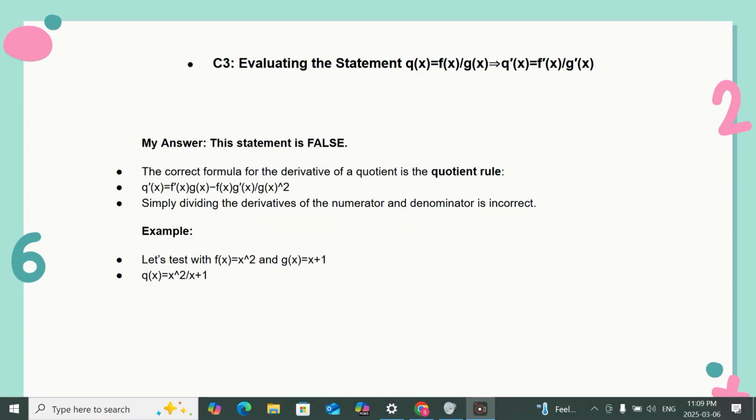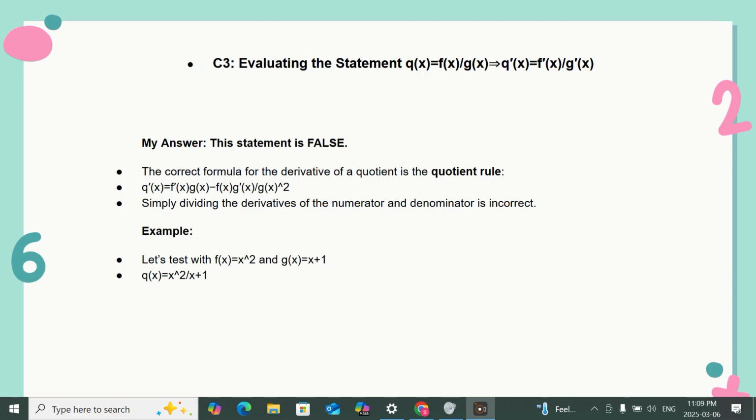Finally, let's evaluate this statement. The statement is, if q of x is equal to f of x divided by g of x, then q prime of x is equal to f prime of x divided by g prime of x. Let's see if this rule is true or false. The actual quotient rule states that q prime of x is equal to f prime of x g of x minus f of x g prime of x, divided by g of x squared.